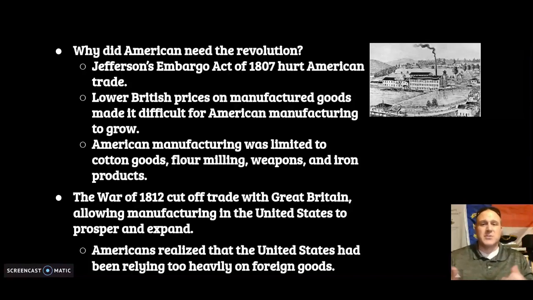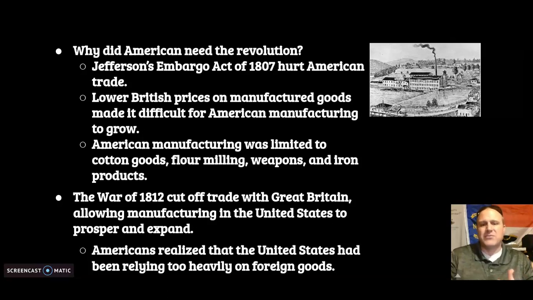Lower British prices on manufactured goods made it more difficult for American manufacturing to grow. American manufacturing was limited to cotton, flour, weapons, and iron products. So we have this Embargo Act of 1807. We have the Non-Intercourse Act that he passes, that we can't trade with Britain and France.